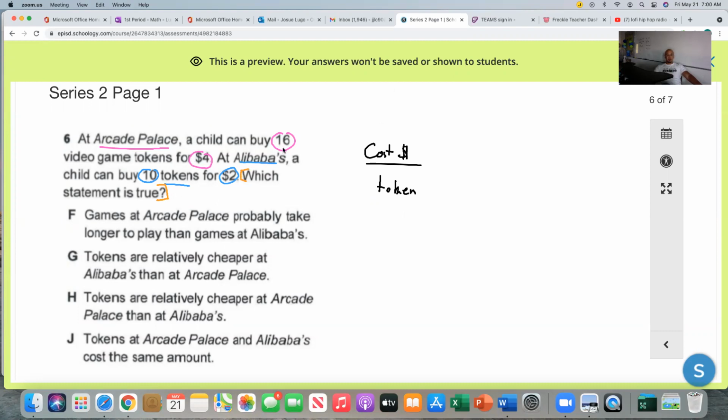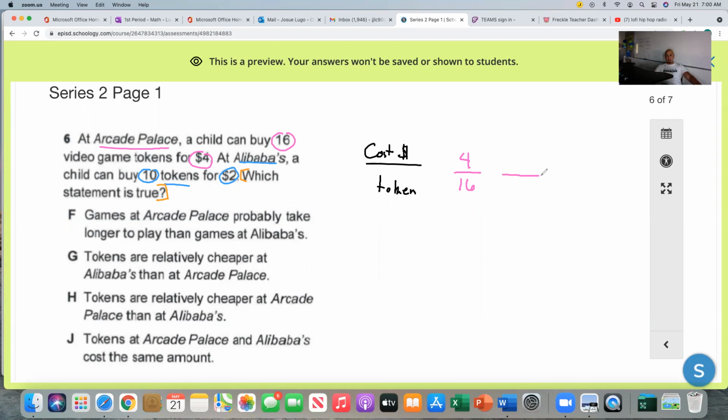So Arcade Palace, you notice that we have tokens and money. So 16 tokens. So I put tokens on the denominator. It really doesn't matter, but I recommend that you always do cost per money. You want to know the cost for one token. Cost for one token is $4. So $4 for 16 tokens, but we want to know the cost for one token. All right, the cost for one token.